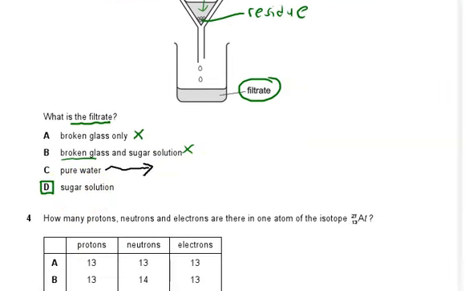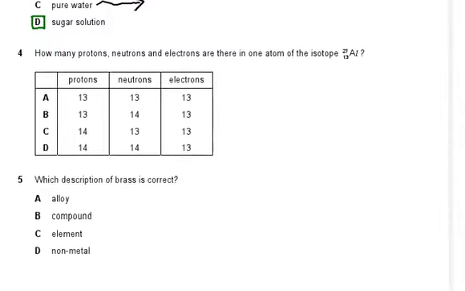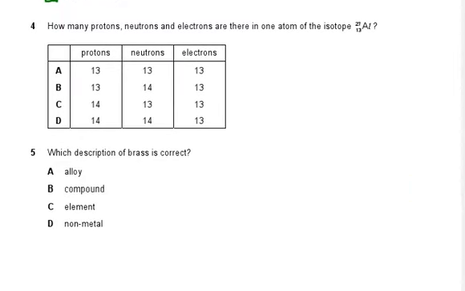Next we move on to question number 4. Here, how many protons, neutrons and electrons are there in one atom of the isotope of 27 aluminium?